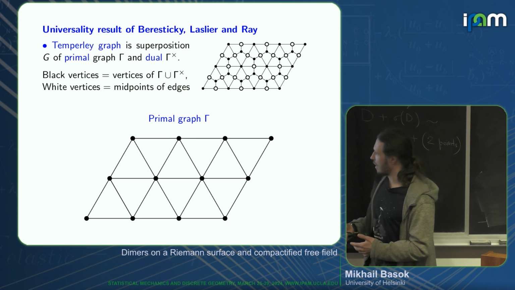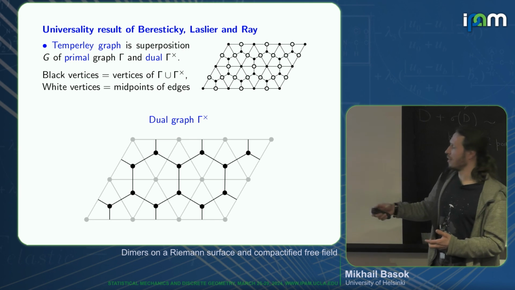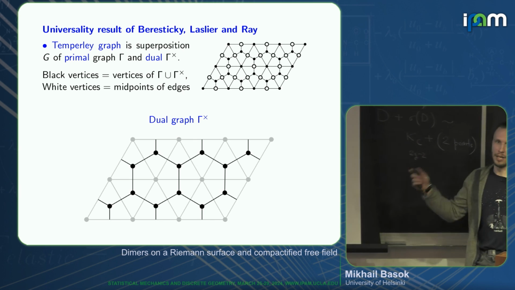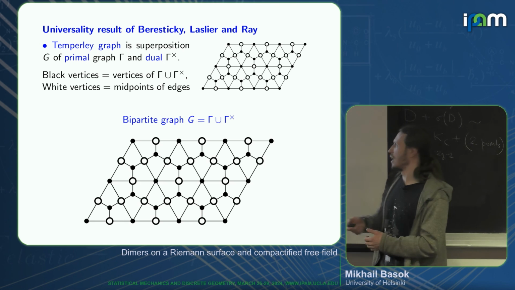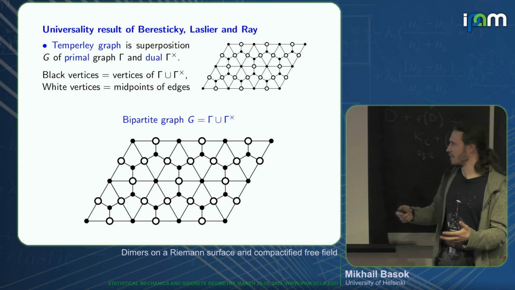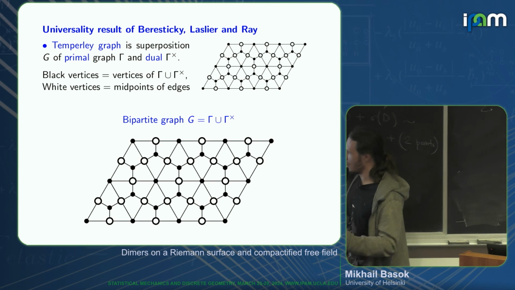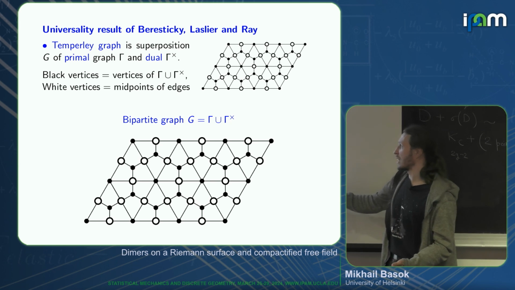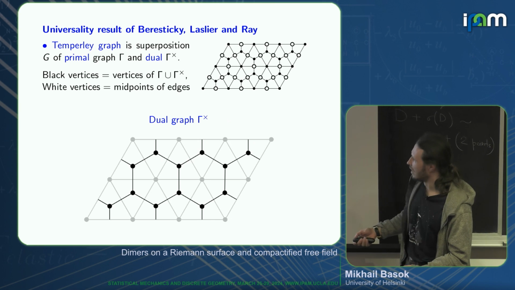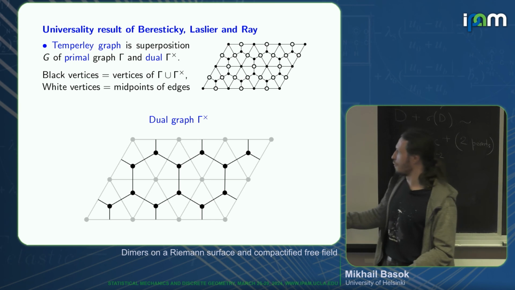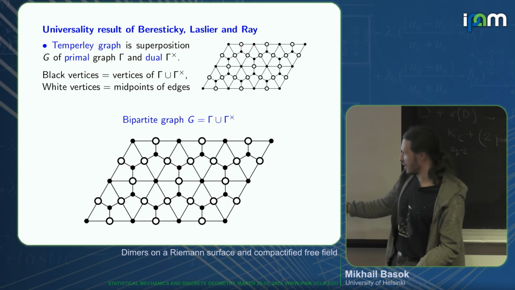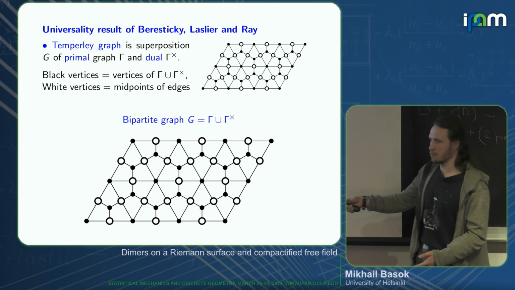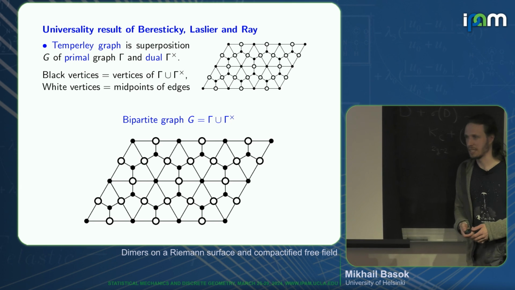And then we look at the dual graph gamma cross and draw them on the same surface, and take what I think is called the medial graph. So we draw them and we construct the bipartite graph whose black vertices are vertices of either gamma or gamma cross, the dual graph, and white vertices live in the middle of edges. Okay, so this is a bipartite graph.